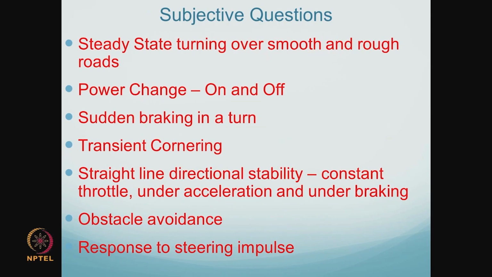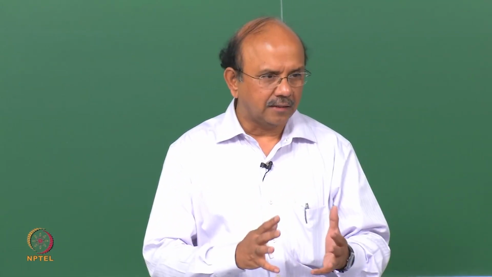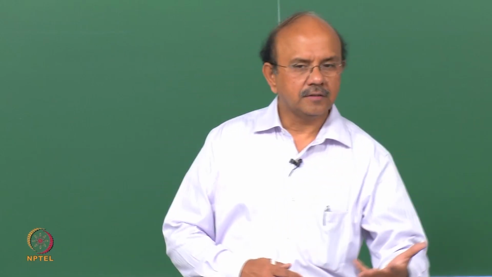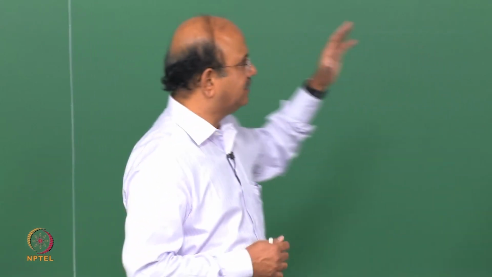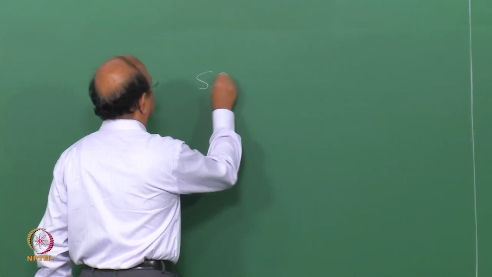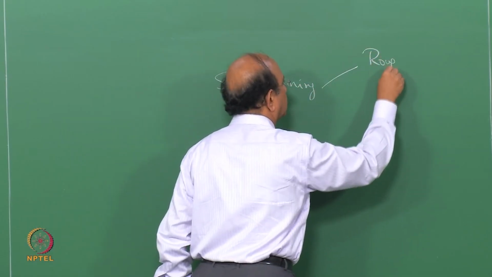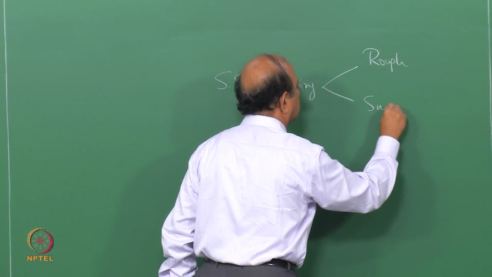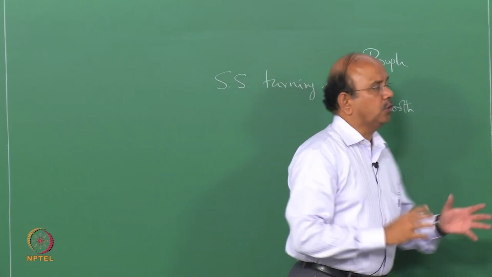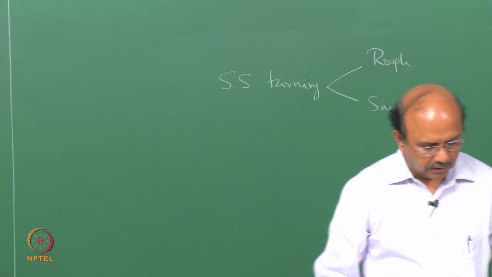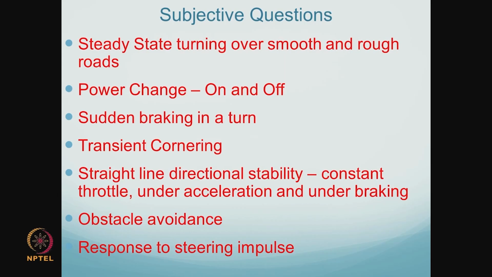For the type of experiments, there are 2 things. One is that a number of experiments were done. For example, steady state turning or steady state cornering is an experiment that was done on a smooth road as well as on a rough road. So you have that steady state turning, which was run on a rough road and on a smooth road. There was a set of questions asked in order to determine the cornering behavior.